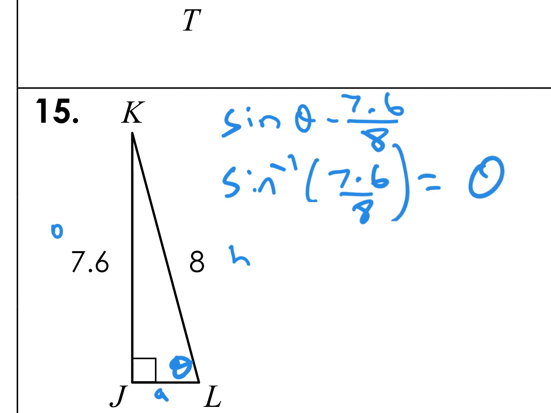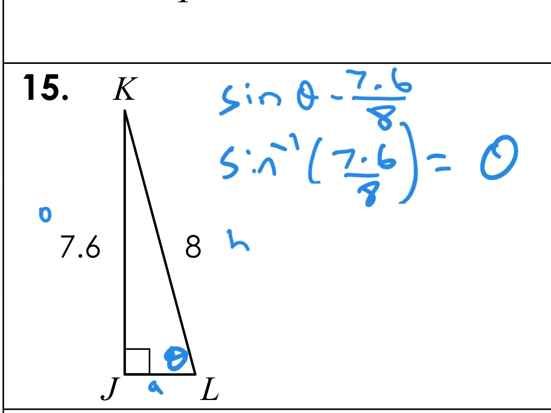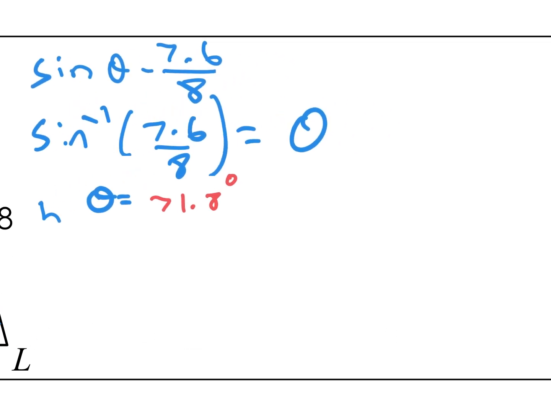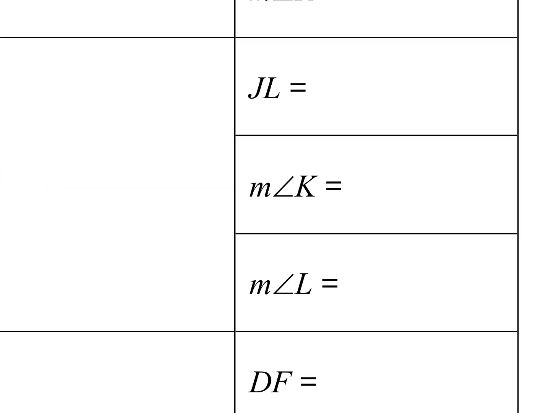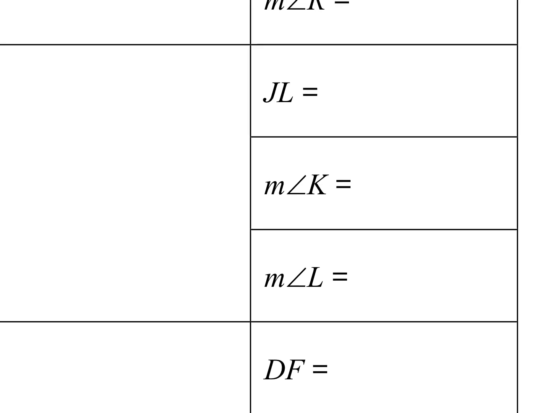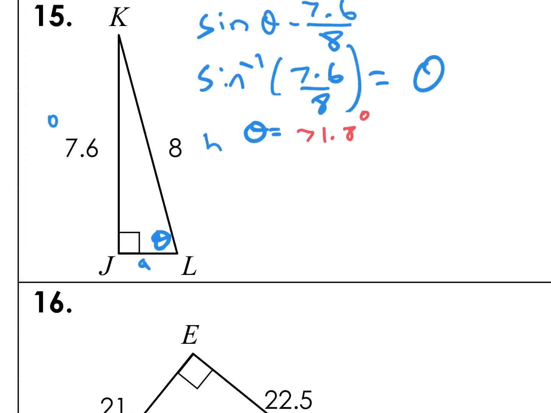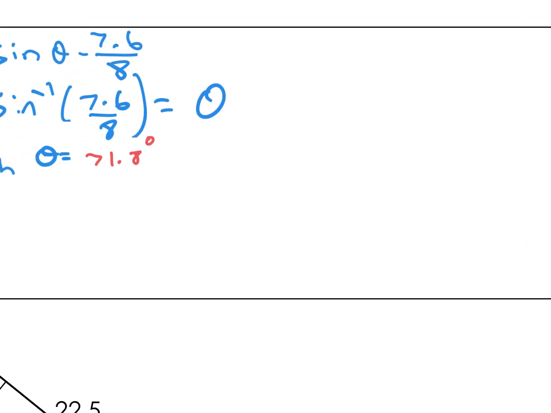Okay, we're going to get theta. I'm excited. What is my theta? 71.7 or 8? 8 what? Degrees, yeah. Let me go write that. Wait, they're looking for K and L. That was L, sorry. 71.8.